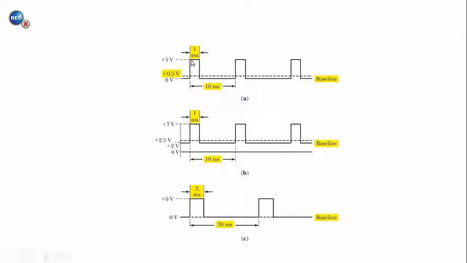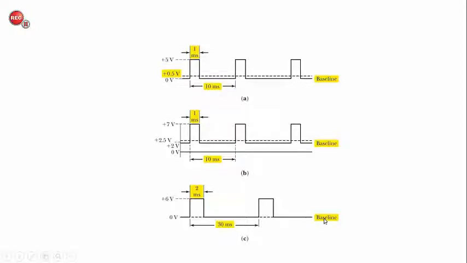You can see that they are rectangular waves. They have pulse widths, right? So there's a certain amount of time that the signal is high, and they also tell us the period, the entire time it takes to make a complete oscillation of that waveform. And so here the baseline is defined as the lowest value of the waveform.